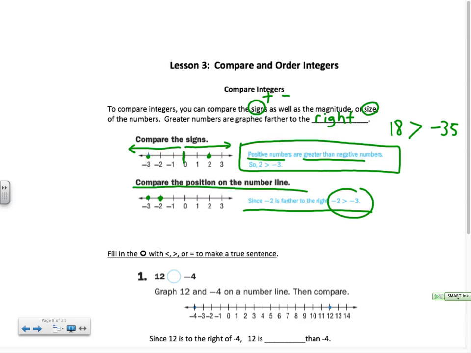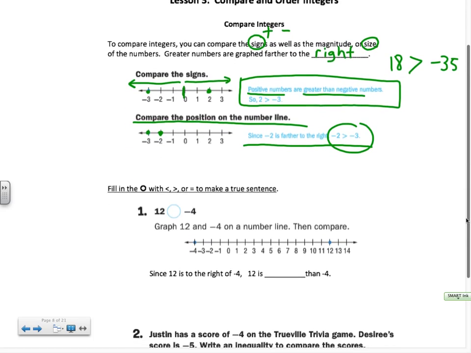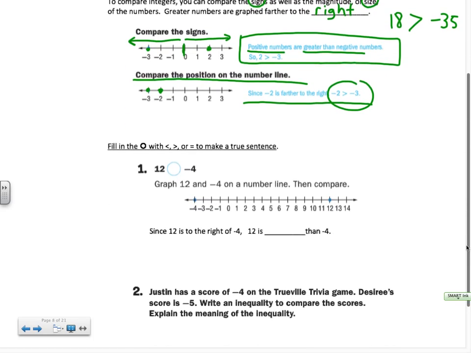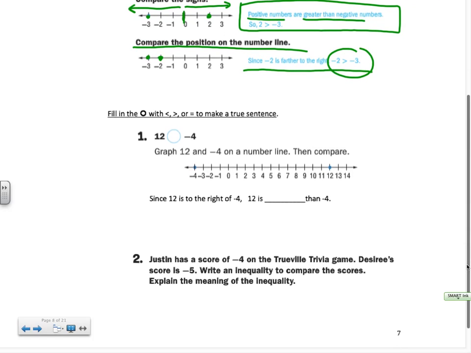All right, fill in the circle with less than, greater than, or equal to make the sentence true. 12 compared to negative 4. So we already know a positive is always greater than a negative. Let's look at the graph and see where they fall on our graph. It says graph 12 and negative 4 on the number line, then compare.